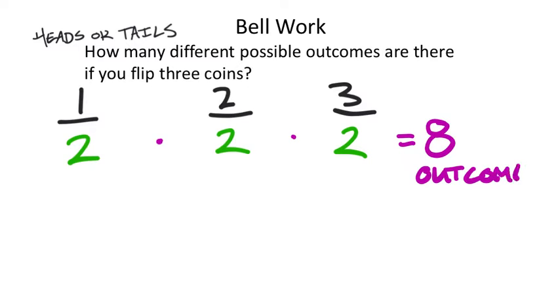And yeah, if it asked for the actual 8 outcomes, then maybe we would create a tree diagram here. But since it's only asking for how many there are, all we need to know is that there are 8.